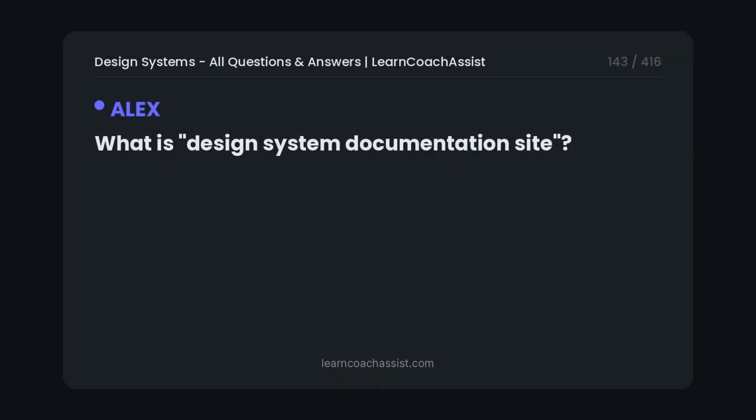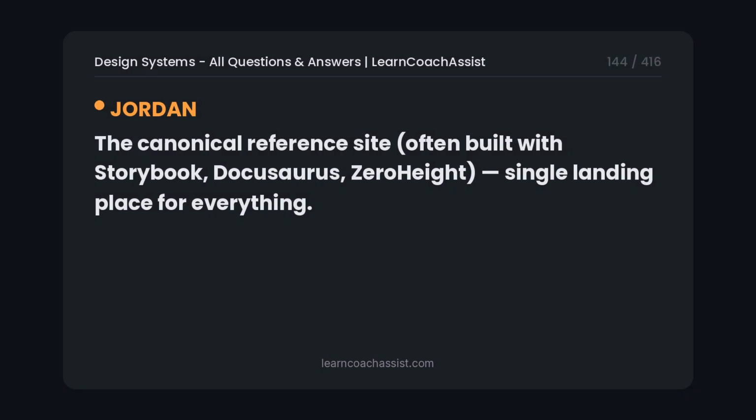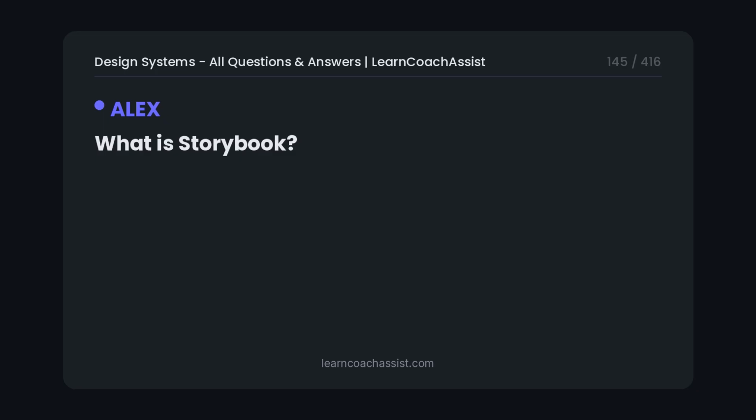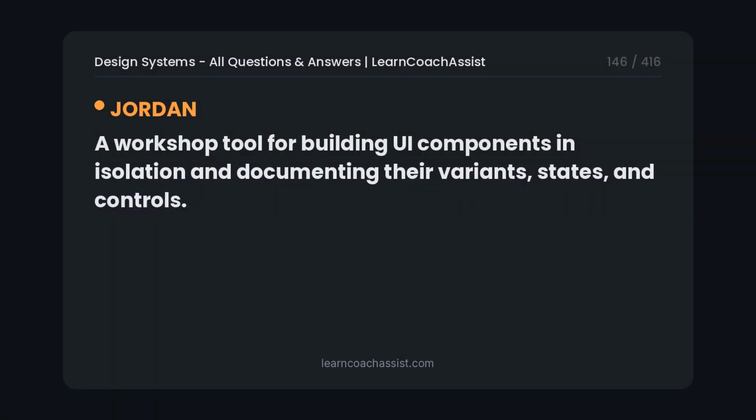What is a design system documentation site? The canonical reference site, often built with Storybook, Docusaurus, zeroheight, single landing place for everything. What is Storybook? A workshop tool for building UI components in isolation and documenting their variants, states, and controls.